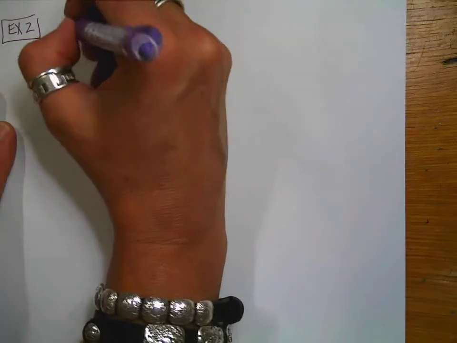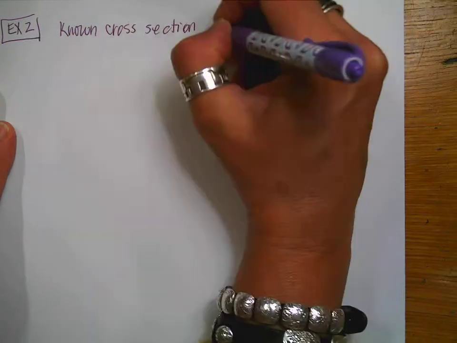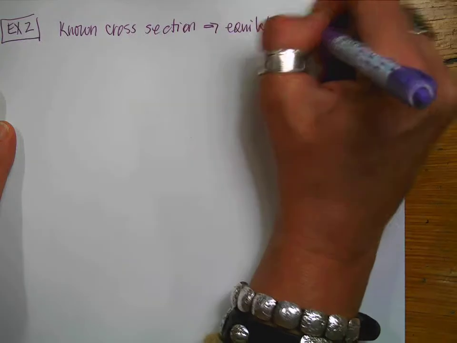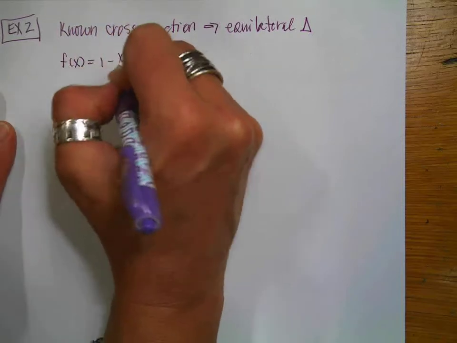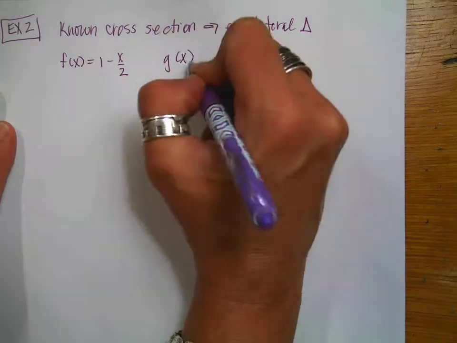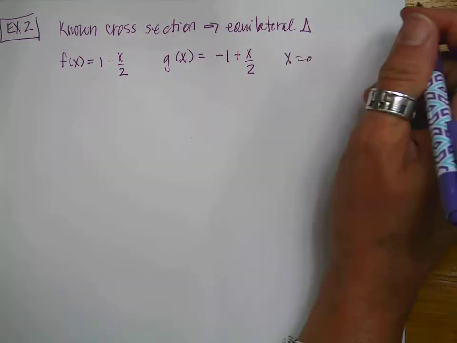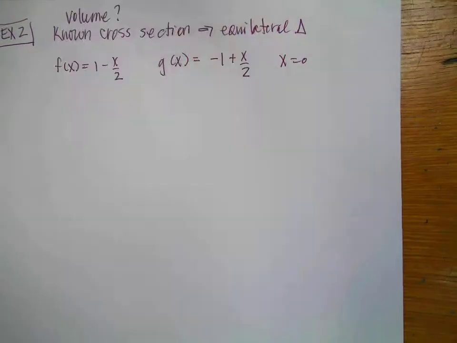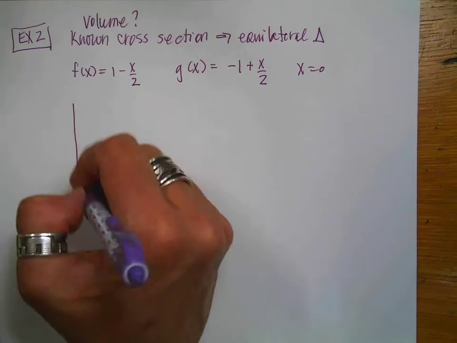So let's do our second example. So again, I'm going to not write all the words now, so I'm going to have known cross-sections. My known cross-section is going to be an equilateral triangle. Okay. My equations are going to be f of x is equal to 1 minus x over 2, and g of x is going to equal negative 1 plus x over 2, and I have x is equal to 0. Okay. So I want to find the volume. I'll write that down. The volume with a known cross-section, and my known cross-sections are equilateral triangles.